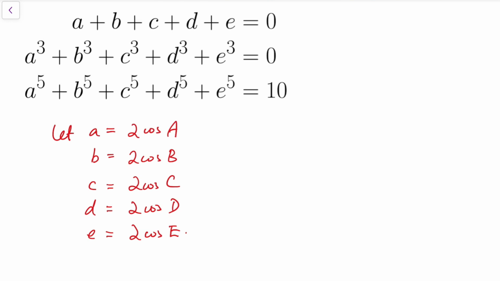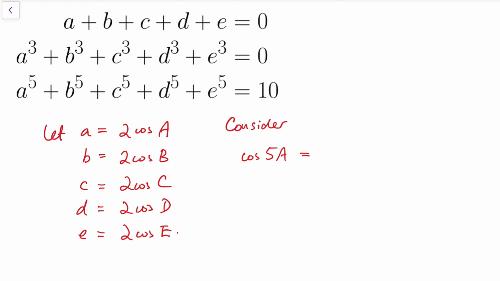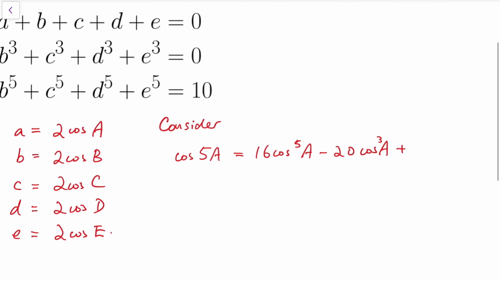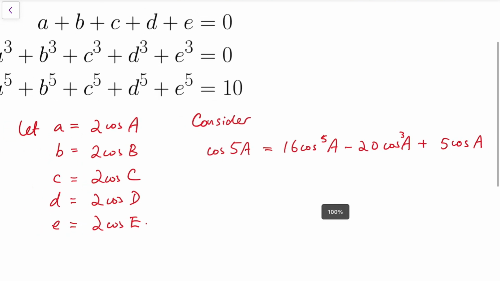Now to proceed, I'm going to consider cos of 5a, when the angle is multiplied by 5. And by some algebra, which I'm going to skip in this video, it's actually equal to, writing that in terms of cosine, 16 times cos a all to the power 5 minus 20 times cos a all cubed, and then plus 5 cos a.